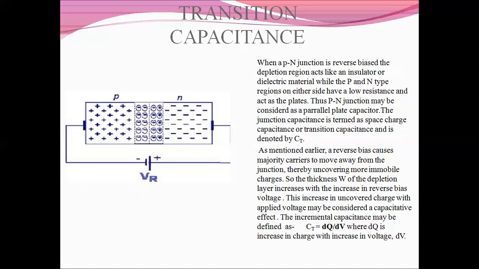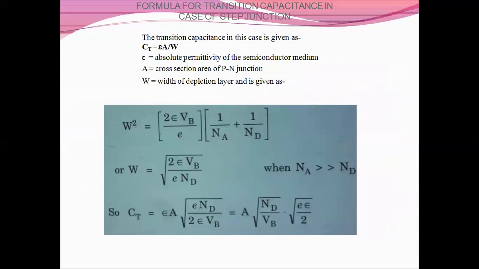The incremental capacitance may be defined as C suffix T equal to the change in charge due to the change in voltage, where dQ is the increase in charge with the increase in voltage dV. So the transition capacitance in this case is given as C suffix T equal to epsilon A divided by W. Here epsilon is the absolute permittivity of the semiconductor medium, and A is the cross-sectional area of the PN junction.